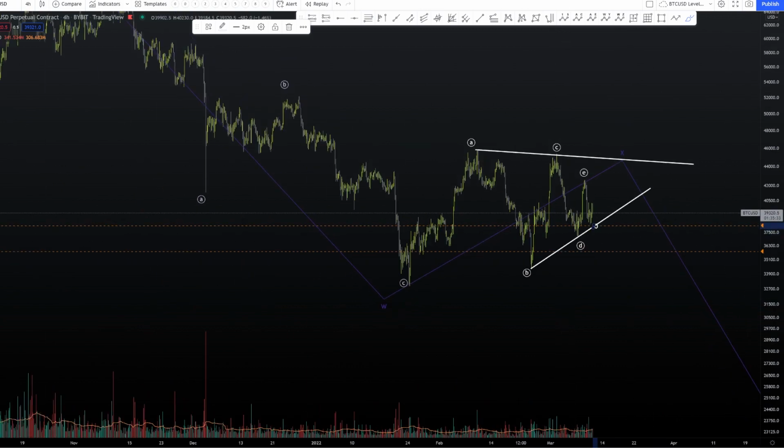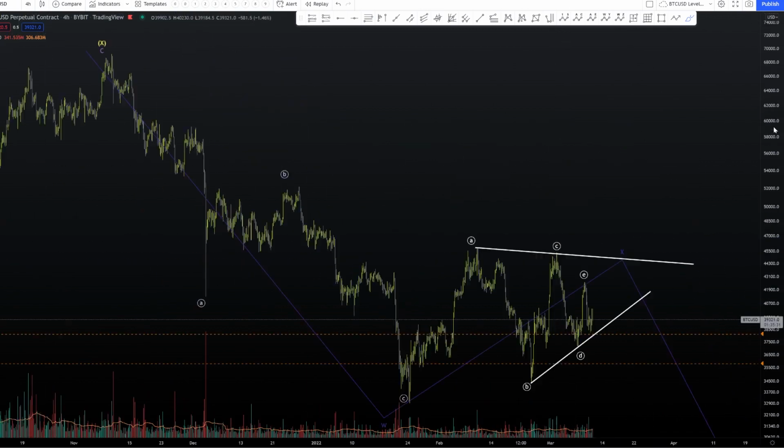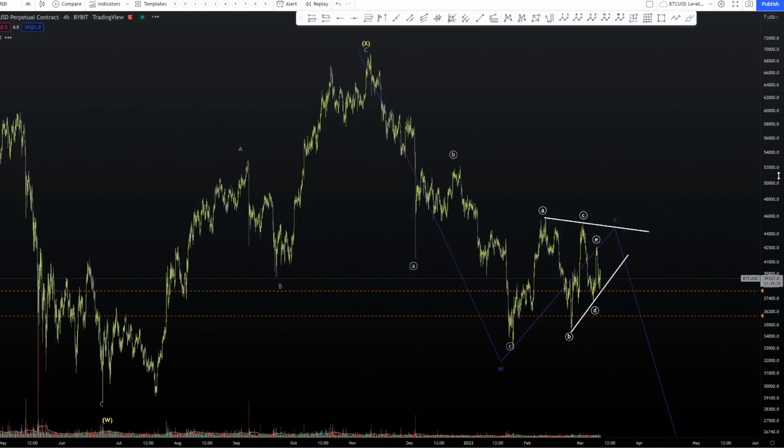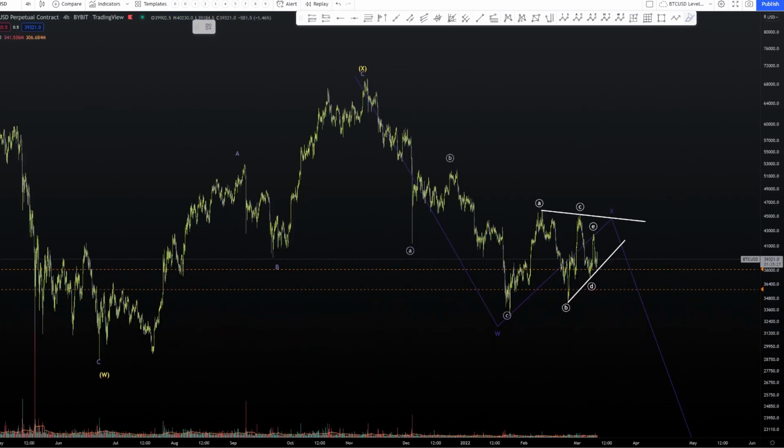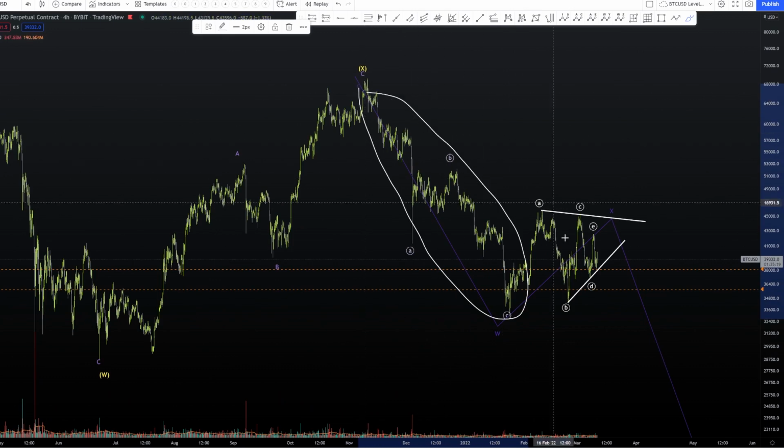And as you guys know, triangles in Elliott waves are continuation patterns. So if you get a triangle, that probably means you're going to continue the trend that is already existing before the triangle occurred. So for example, this was the larger trend that we had going into this triangle.